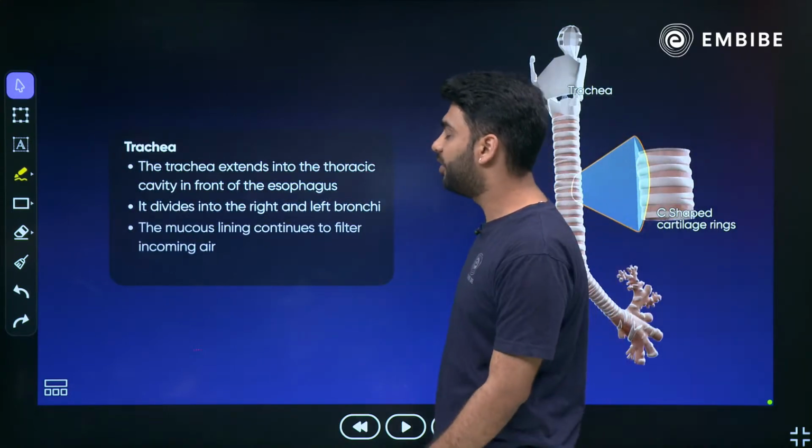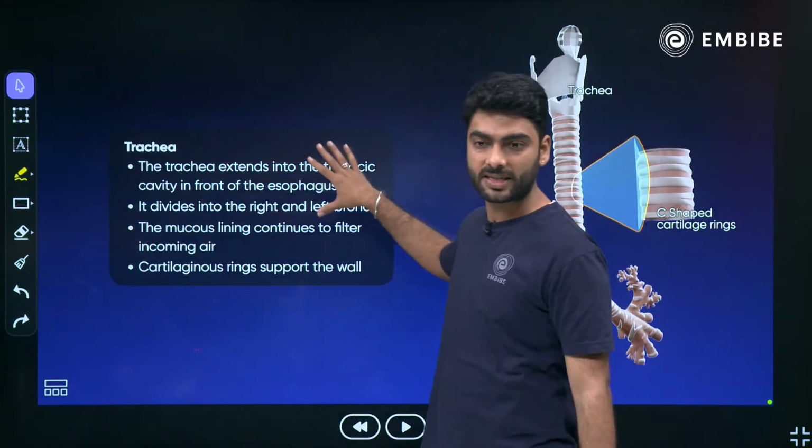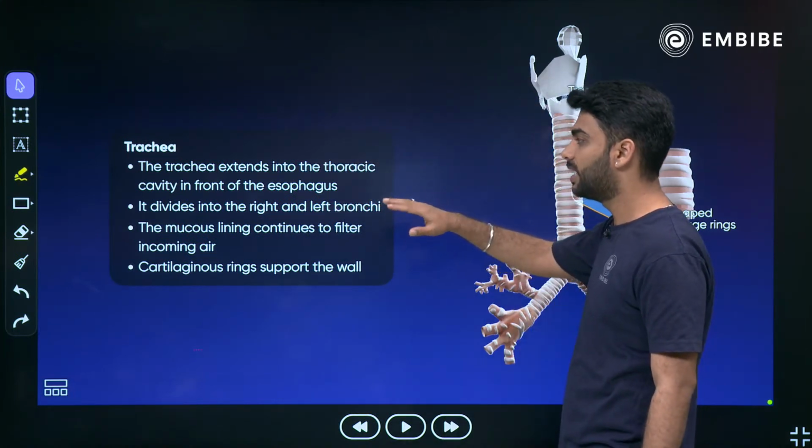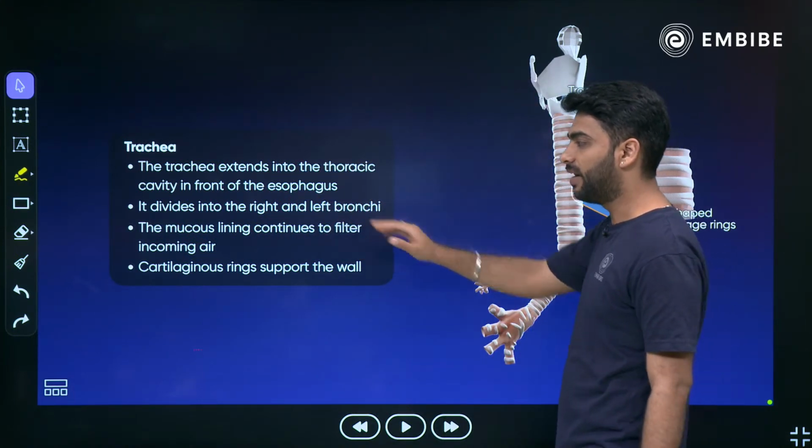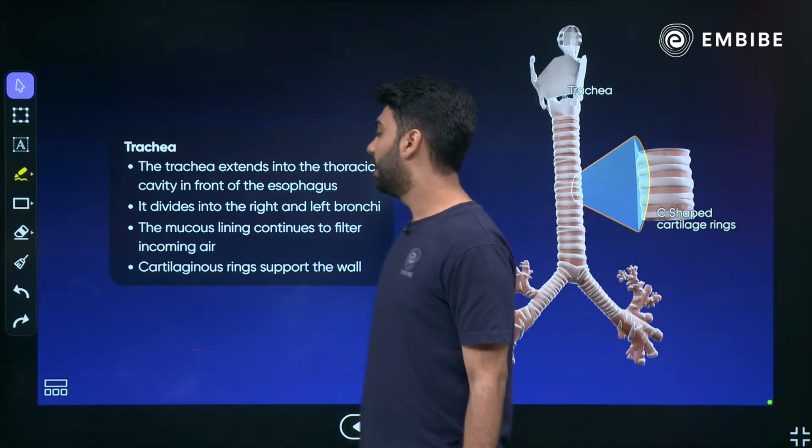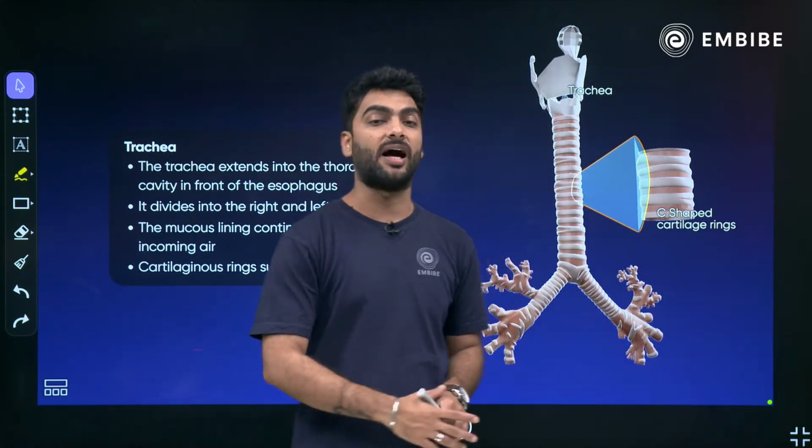The trachea is the windpipe. It extends into the thoracic cavity in front of the esophagus. तो ये esophagus के आगे है. It divides into right and left bronchi. There is a mucus lining and there are cartilaginous rings.